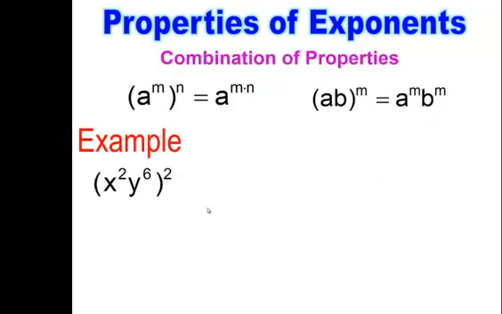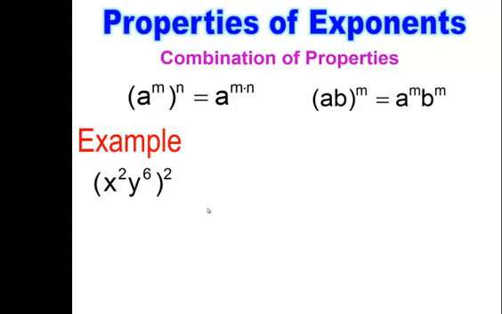So this next example is just a combination of the power to a power and the power to a product. So it's a combination of the 2 properties in one problem. So notice here I have a product inside. A product is things getting multiplied together. And then those variables also have exponents. And then on the outside of the parentheses, I have an exponent. So that gives me that power to a power property.